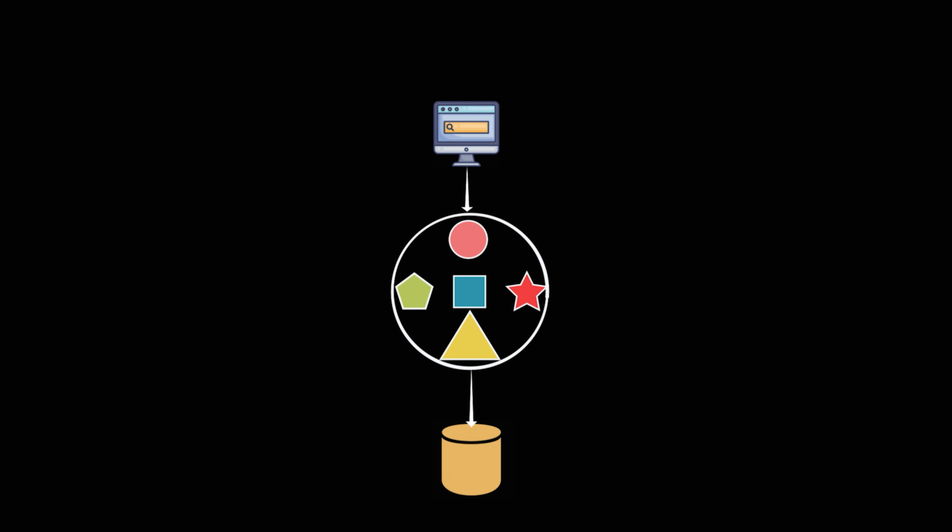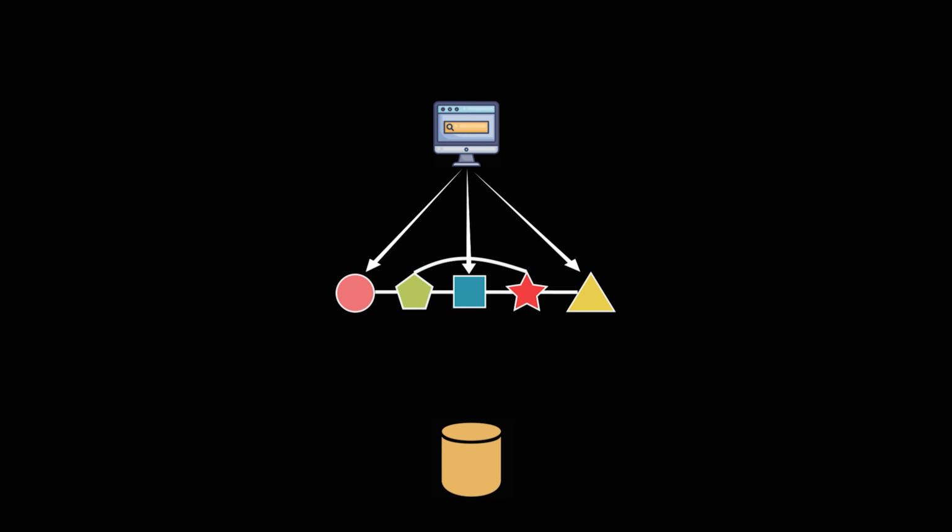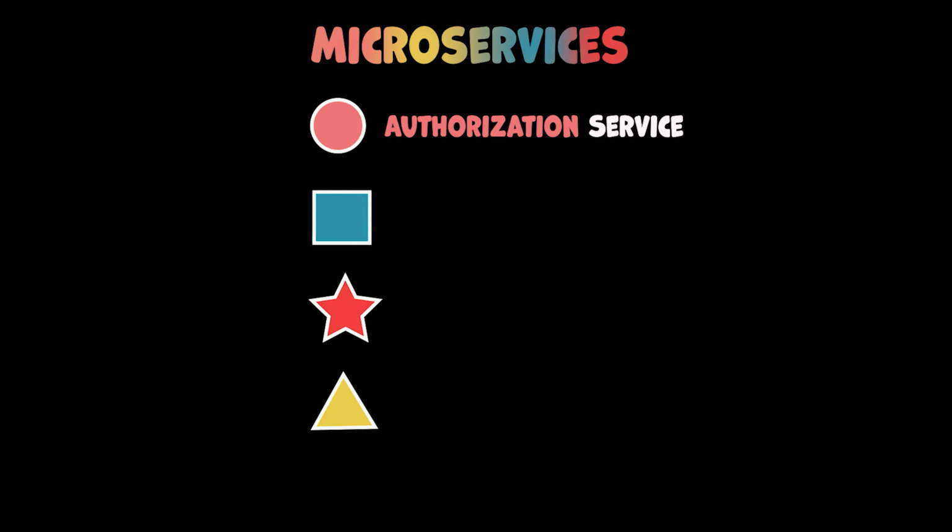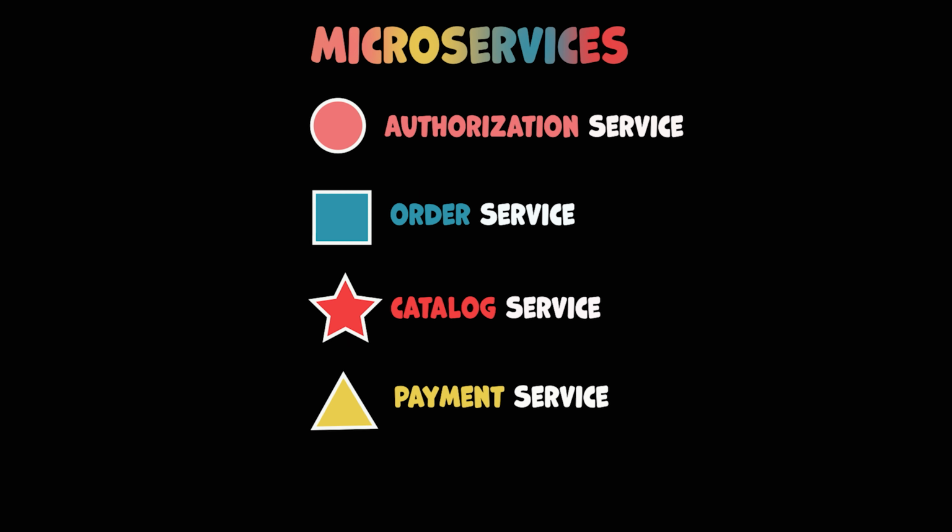Taking the same example of the e-commerce application, in a microservices architecture, we build each component as a separate, loosely coupled service, which may collaborate with each other based on the business requirement. For example, we'll have an authorization service responsible for authorizing customers, an order service that takes an order and processes it, a catalog service to manage products and check product inventory, and a payment service to manage and authorize payments.